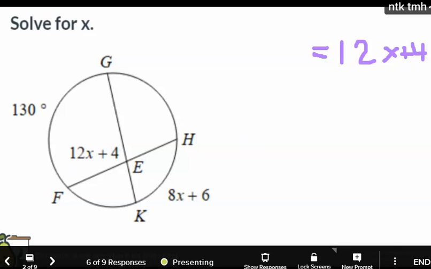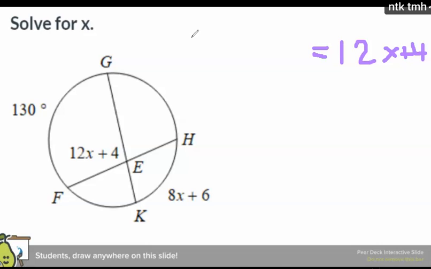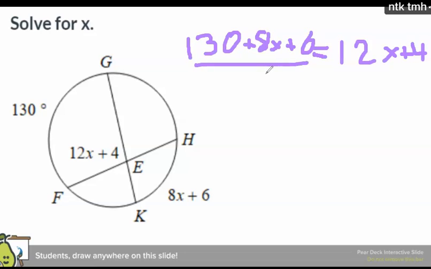I'm going to set this equation up over here on the Zoom screen, but you can stay on your Pear Deck screen if you'd like. All right, so I added these arcs. 130 plus 8x plus 6. I'm going to take the average of them. I'm adding them together, and I'm going to divide by 2.